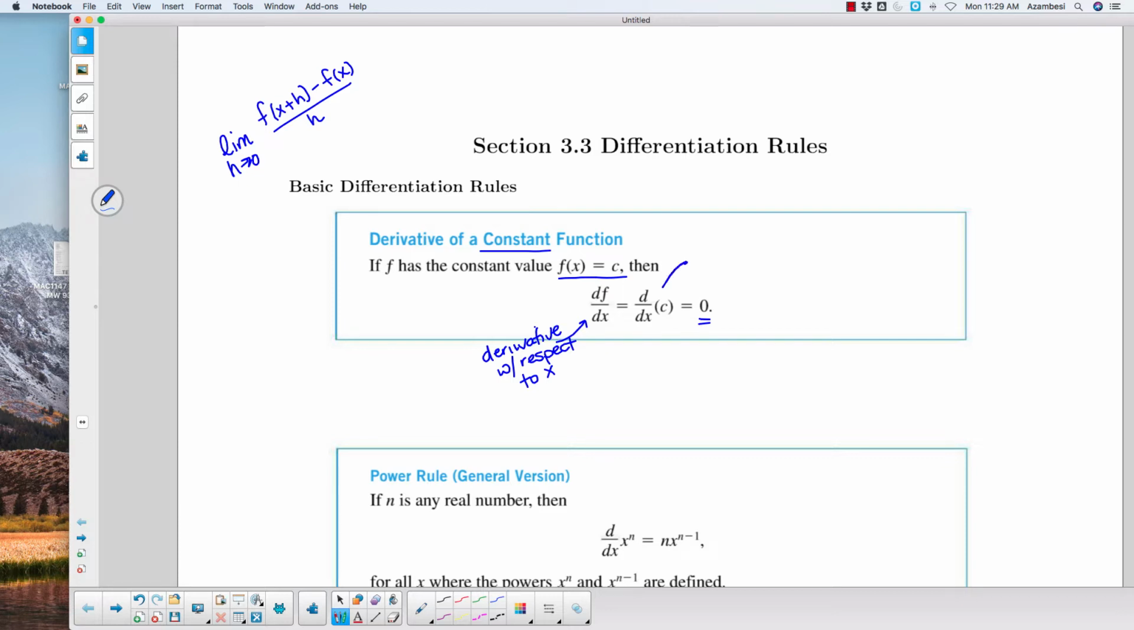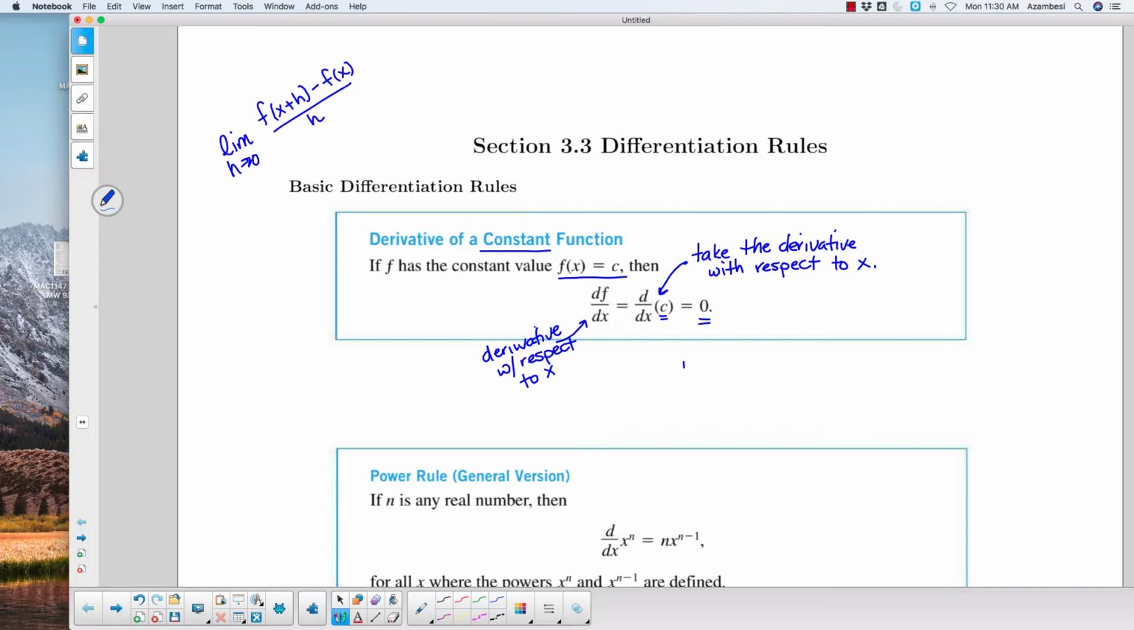Now if you just have d over dx and the function itself is in a parenthesis, those are instructions. That says take the derivative of whatever's in the parenthesis with respect to the variable on the bottom. So this is with respect to x. Part of what we're working on today is notation, so you know what you're being asked for.